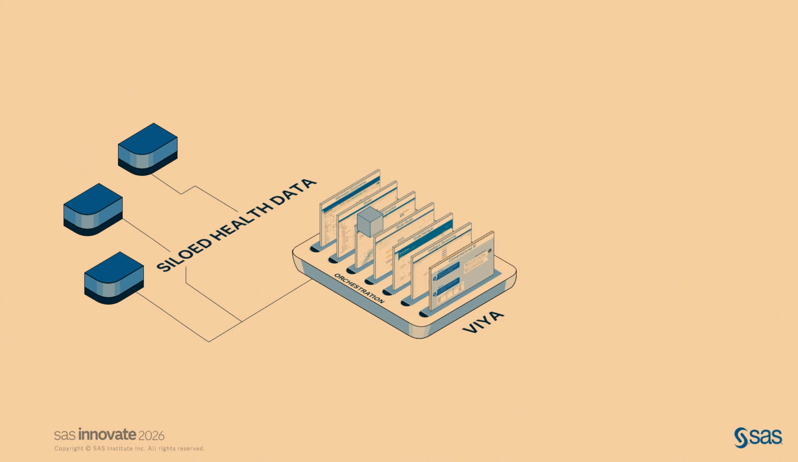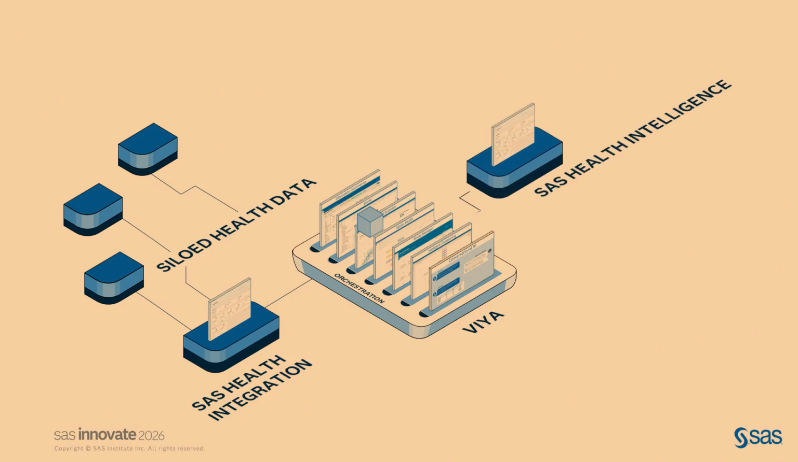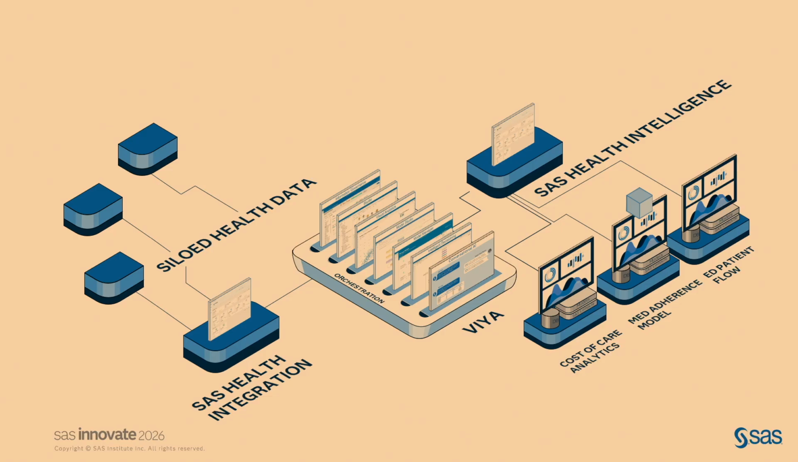So you bring that data in right now, maybe it's in a bunch of different formats, but what we're trying to do with SAS Health is create an automated pipeline for that healthcare-specific data, to provide a healthcare intelligence platform sitting on top of the Viya ecosystem. So we'll ingest data and normalize it and then prepare it so we can do different downstream analytics functions like cost of care analytics, medication adherence, ED patient flow, so looking at probability of admission or length of stay.